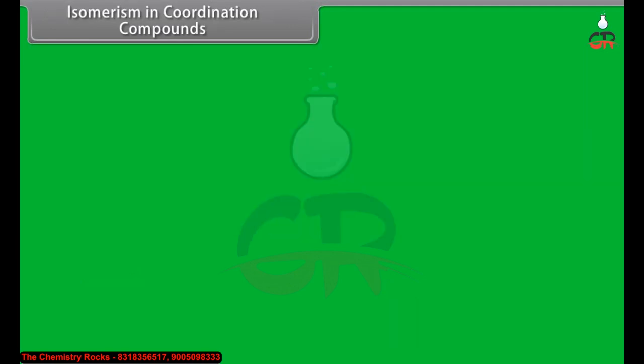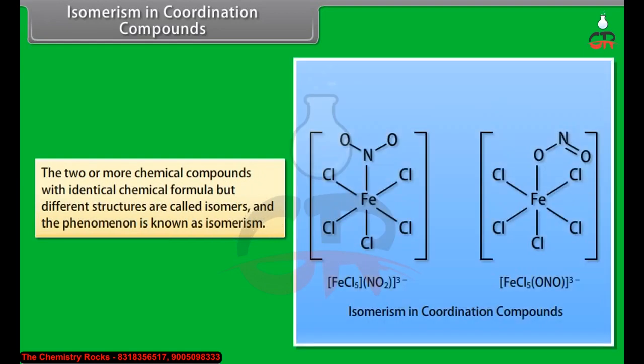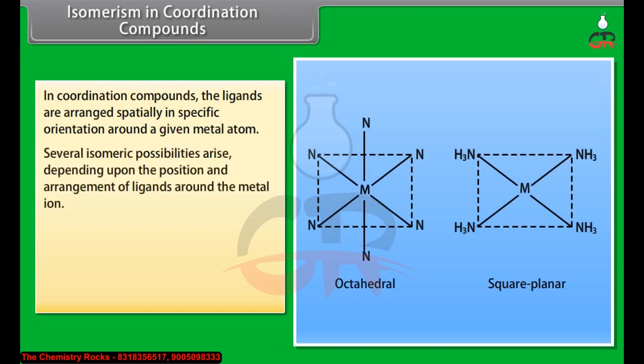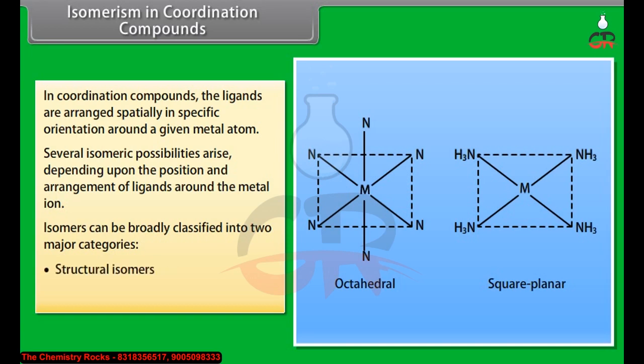Isomerism in coordination compounds. Two or more chemical compounds with identical chemical formula but different structures are called isomers, and the phenomenon is known as isomerism. In coordination compounds, the ligands are arranged spatially in specific orientations around a given metal atom. Several isomeric possibilities arise depending upon the position and arrangement of ligands around the metal ion. Isomers can be broadly classified into two major categories: structural isomers and stereoisomers.